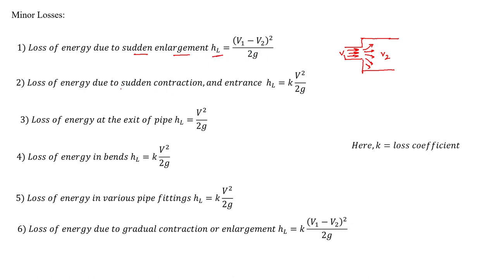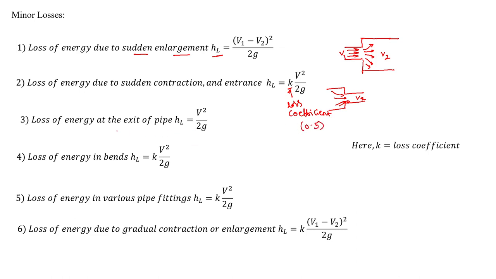Similarly, a loss of energy due to sudden contraction and entrance. So what is a sudden contraction? Suppose this is a bigger diameter pipe and this is a smaller diameter pipe. If the flow is taking place from this to this, there will be a loss of energy, which is computed as k into v square by 2g. Here k is a loss coefficient, which will be given in the question. Otherwise, it is 0.5 of v square by 2g.